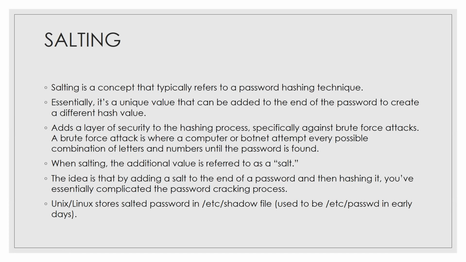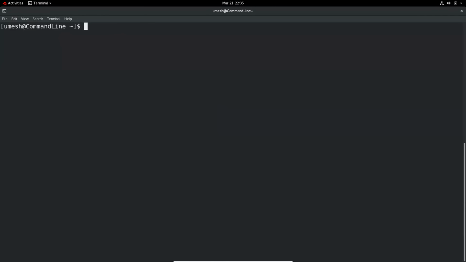When Unix was first developed, during the 1970s, they used to store salted passwords in the /etc/passwd file. But in the 1980s and later, they changed the password storing file, and now they store them in the /etc/shadow file. It's because the /etc/passwd file is readable by others. If you do a long listing of the passwd file, the file has read and write access for root and read access for other users.